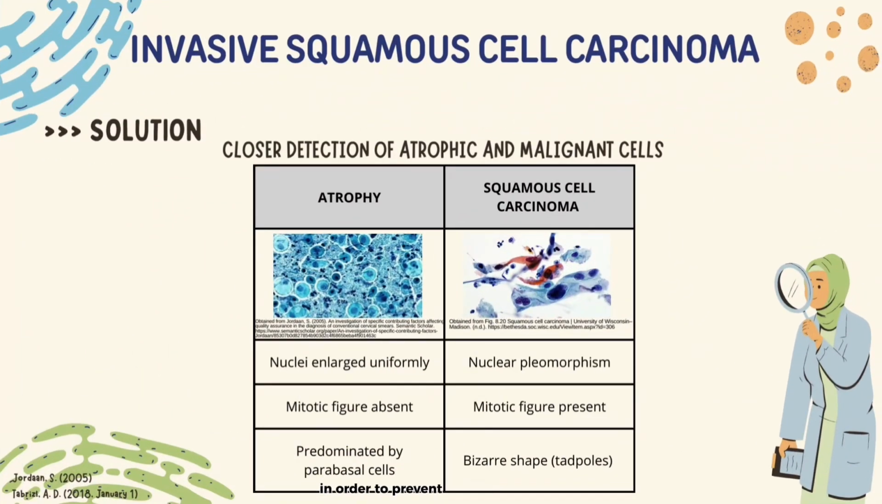In order to prevent this misdiagnosis, we have to differentiate closely between these atrophic cells and malignant cells. As we can see here, the nucleus of atrophic cells is enlarged uniformly while malignant cells may have nuclear pleomorphism. In atrophic cells, there is no mitotic figure when compared to SCC cases. The obvious way to differentiate between these two cases is the shape of the cell. In atrophic cases, it is often predominated by parabasal cells, while in SCC, the cell shape is bizarre.